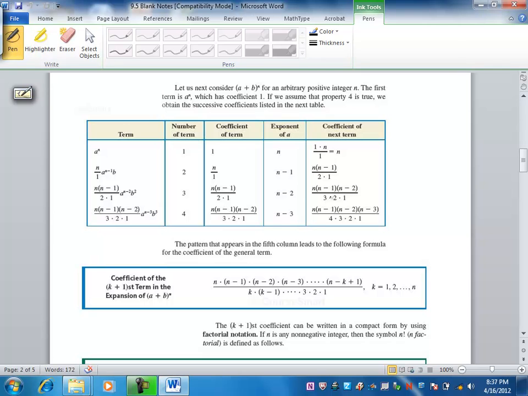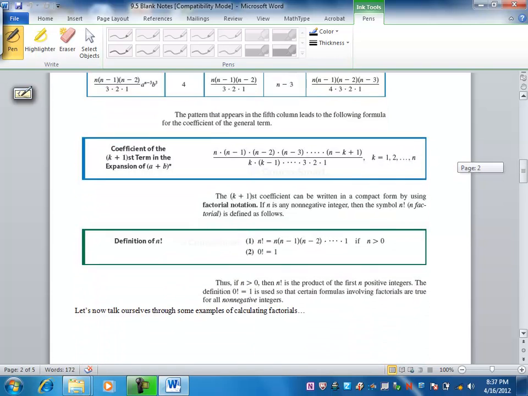And so notice what we're doing. If the number of the term is the fourth term, then we've got 3 different factors on top and then 3, 2, 1 on the bottom. And in fact, in general, the coefficient of the k plus 1 term of the expansion is n times n minus 1, n minus 2, n minus 3, all the way down to n minus k plus 1.